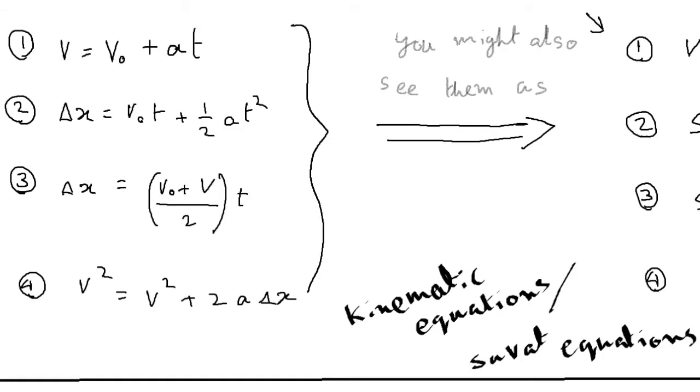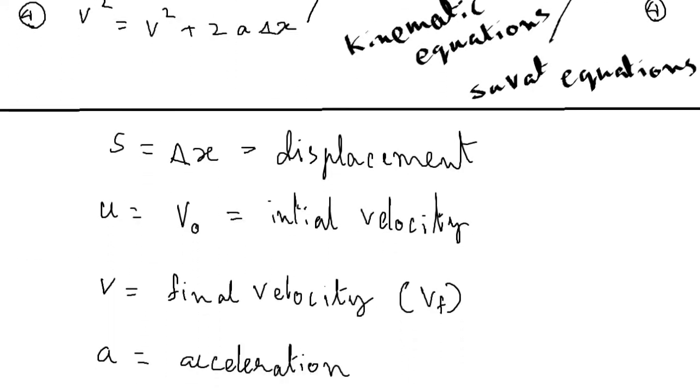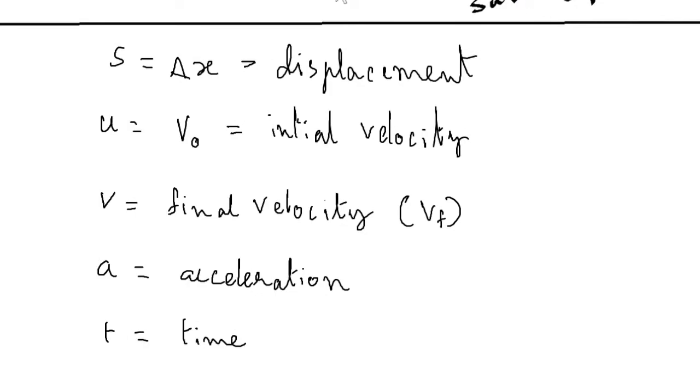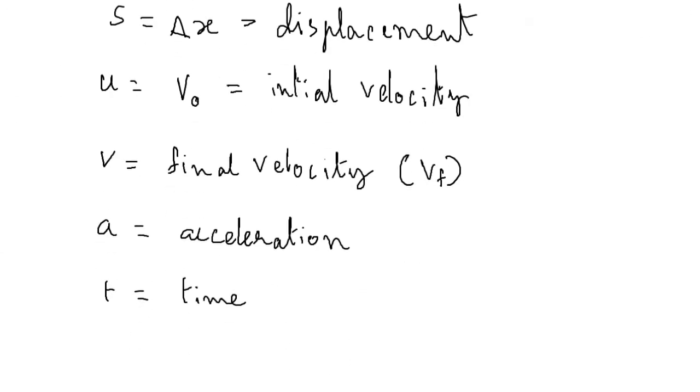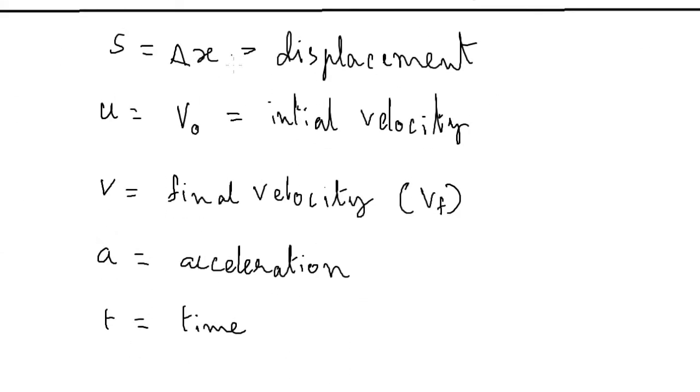So what are these variables? Well, let's look at them. S, or as you may see them on the left-hand equations up here, is just the displacement. U, or V naught, or V sub 0, equals the initial velocity. V, which is the same in both equations, is just final velocity, or you may also see it as v final or v sub f. A is just acceleration and t is time.